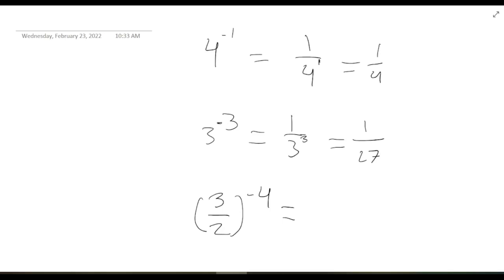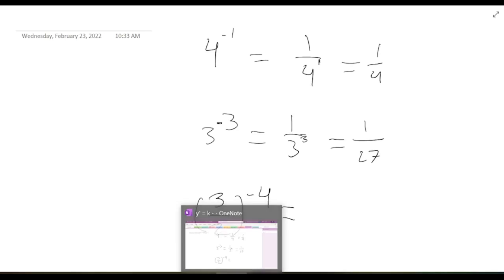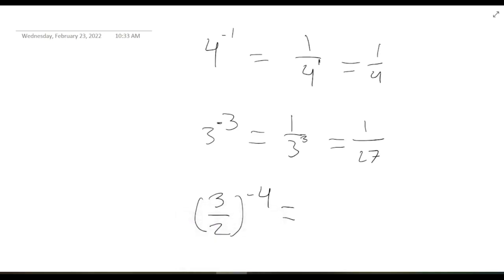Now let's look at an example where our base is a fraction. So we have 3 over 2 to the negative fourth power. So again, let's take care of that negative first. So our negative means that we have to take the reciprocal of our base. So what is the reciprocal of 3 over 2? Well, the reciprocal of 3 over 2 is 2 over 3.